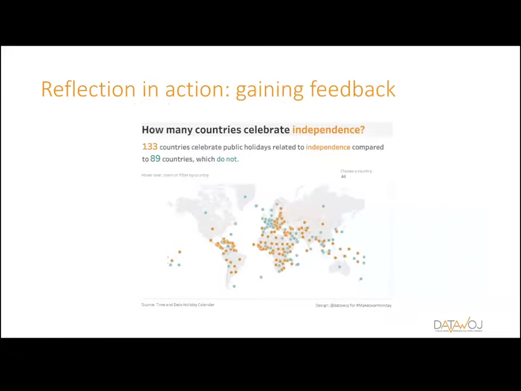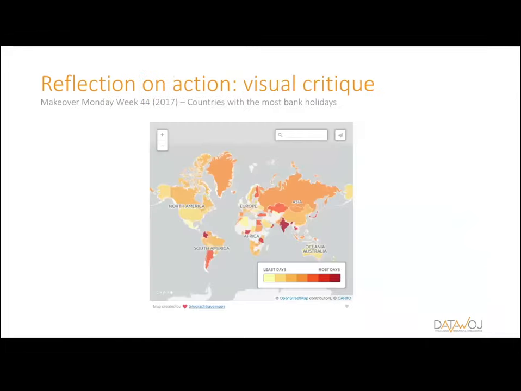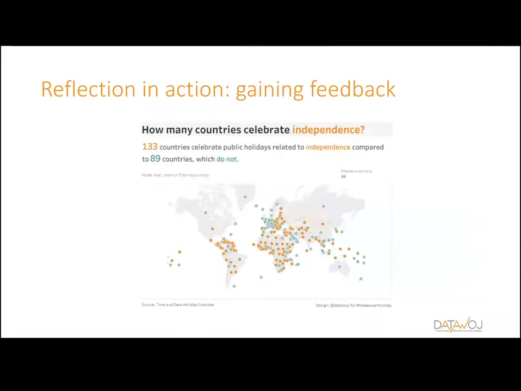So here was my first attempt at a makeover. And if I was answering the same question, I probably would have done a bar chart, but I wanted to answer a different question and I was keen to use a map. So I did a dot map. Each dot represents the centre of the country. And I was looking at which countries had celebrated Independence Days, shown in orange, compared to those that hadn't, shown in blue. And you can see there's a clear pattern of ex-colonial countries in Africa and America, Eastern Europe, that celebrate public holidays.